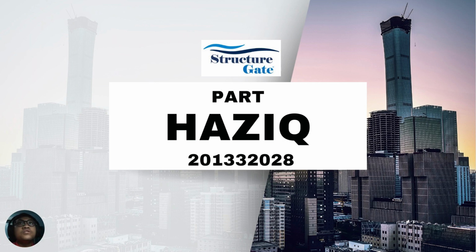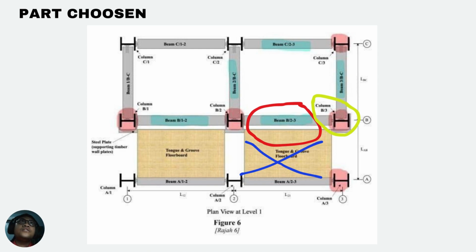Today I want to continue my part for this mini project. The parts that I chose are column B3, beam B23, and tongue and groove floorboard for timber.